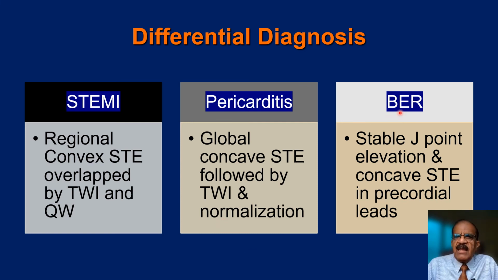And in benign early repolarization syndrome, the patient is absolutely asymptomatic. There are stable J point elevation and concave ST segment elevation in precordial leads. And these changes are usually stable. They do not evolve. So I think this is how to differentiate. Of course, the best judgment is the clinical background. If you know the patient, then this differential will become easy.